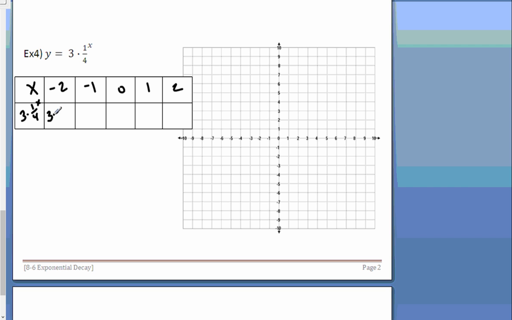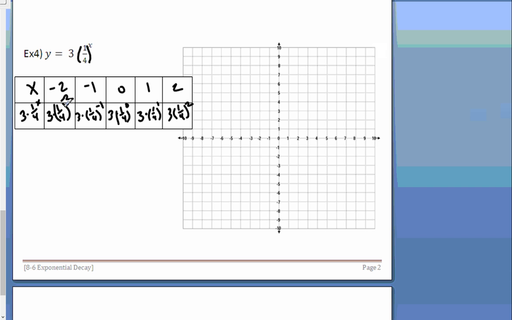So this is 3 times (1/4) to the -2. And like I said before, that needs to be in parentheses. Right? 3 times (1/4) to the -1. 3 times (1/4) to the 0. 3 times (1/4) to the 1. And 3 times (1/4) to the 2.